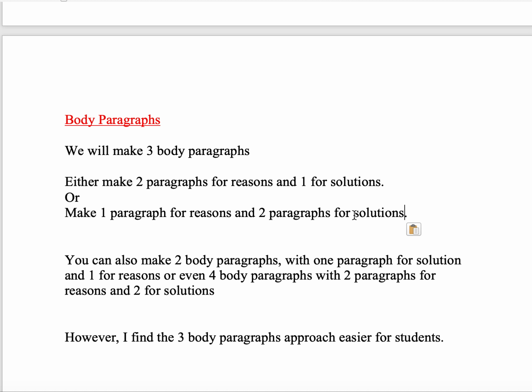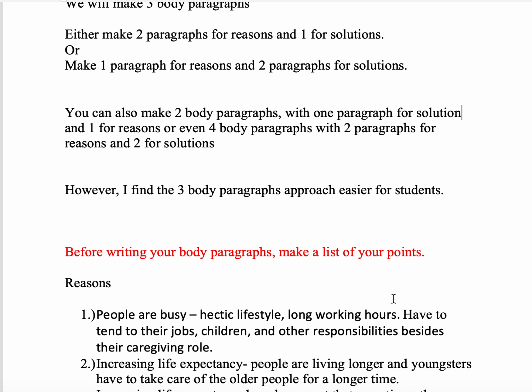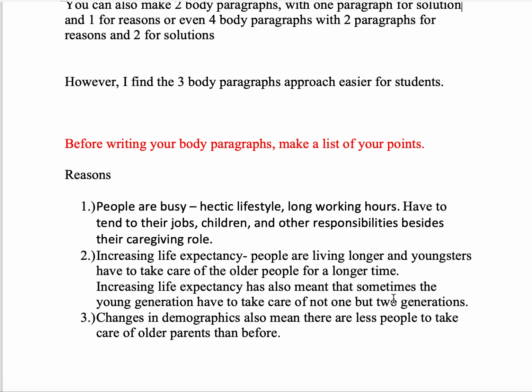Okay, you can also make 2 body paragraphs with 1 paragraph for solutions and 1 for reasons. Or you can even make 4 body paragraphs with 2 for reasons and 2 for solutions. So that will be a 6 para essay. But I have seen that the 3 body paragraphs approach is easier for the students, and they find it less daunting to make 3 paragraphs, 60, 70 words each paragraph, and they can easily carry that five para essay approach very nicely. So I generally advise them to make 3 body paragraphs.